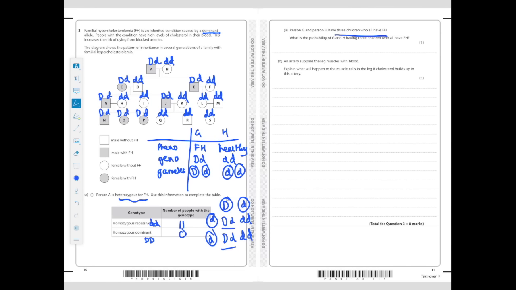And it's these 2 here that will have FH. Now, what is 50% as a probability? Well, it's 0.5. And the question asks the probability of all 3 children having FH. So remember, when we're talking about probability, we have to multiply together our probabilities. Pop that into your calculator, and you'll get a value which is 0.125.